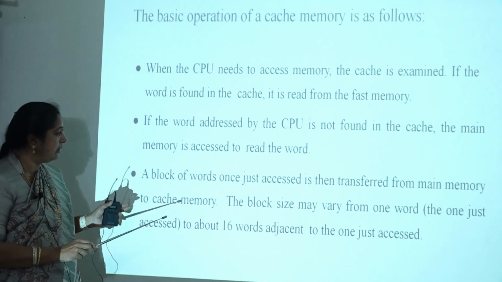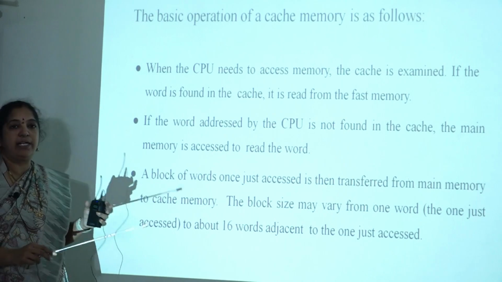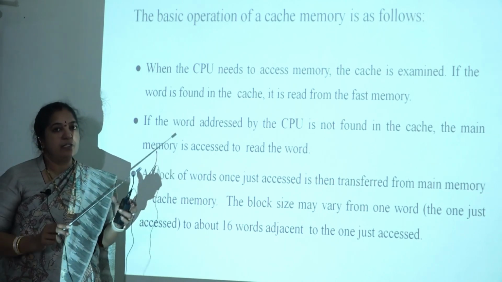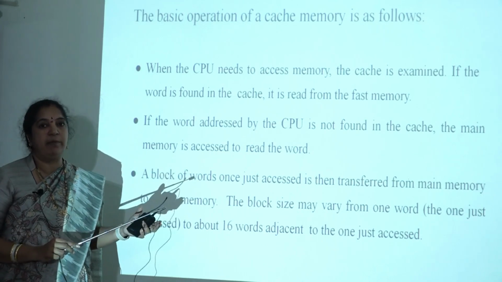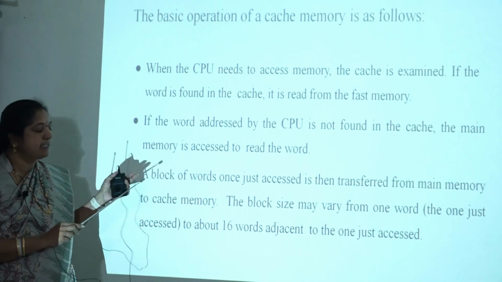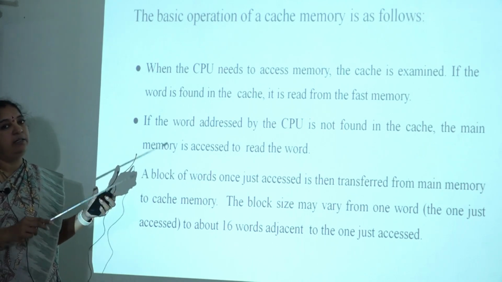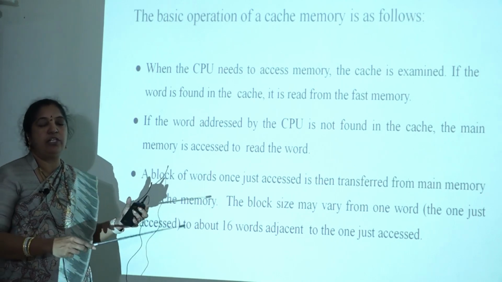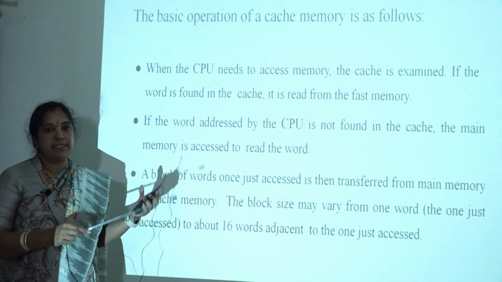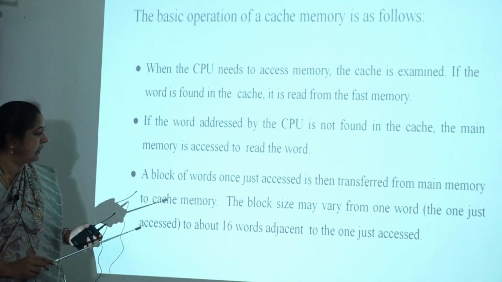A block of words is accessed in the transfer from the main memory to the cache memory also. Whatever the processor is requesting that is not available in the cache memory at that time is first accessed from the main memory, and the same thing is transferred to the cache memory also, so that in future if the processor wants the same word again, it can get it from the cache memory.